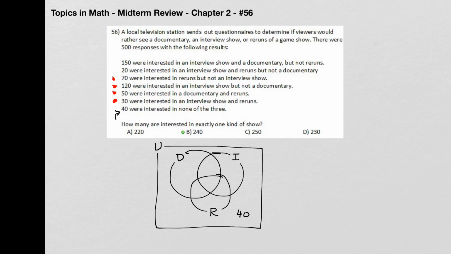So this strategy of starting at the bottom and working my way up seems like a terrible strategy at the moment. You never know until you start the problem. All right, let's take a look. This looks like it might be helpful. 20 were interested in an interview show and reruns. Okay, so interview show and reruns. So we're talking about these two areas, but not a documentary. So that eliminates the center. And that means that we're talking about here. So that's 20 people.